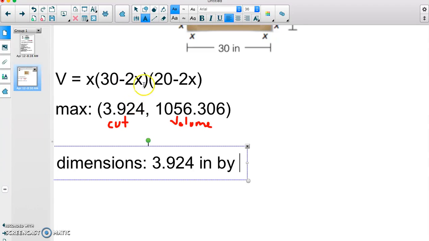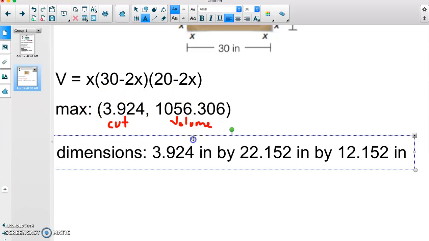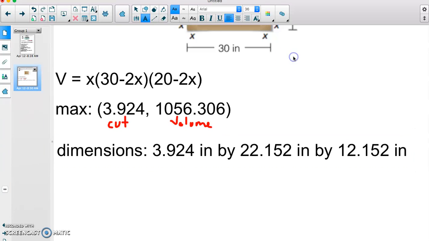by, if I plug in 3.924 for x in this 30 minus 2x piece, then I get 22.152 inches. And then my last dimension would be the 20 minus 2x, where I get 12.152 inches. All right, so there's all the pieces they were looking for us to answer. So we've now solved for all of them. So we just kind of have to make our final write-up here.